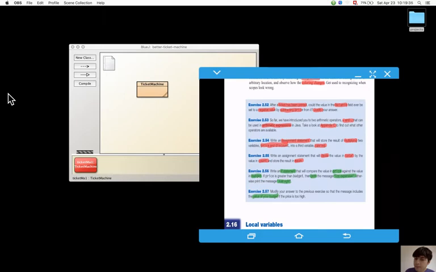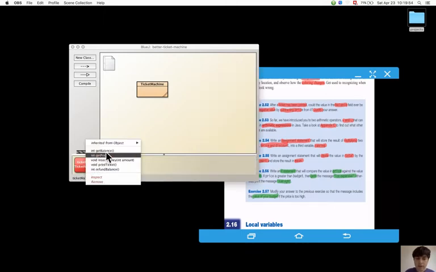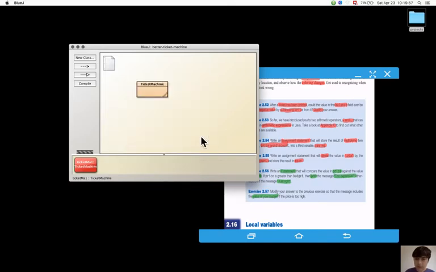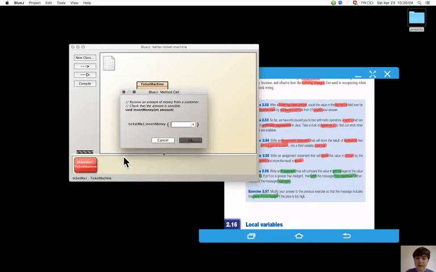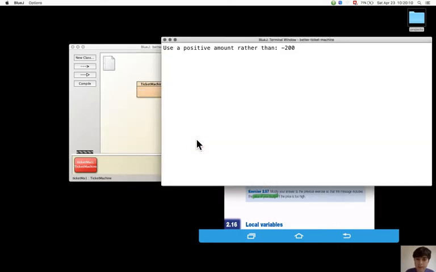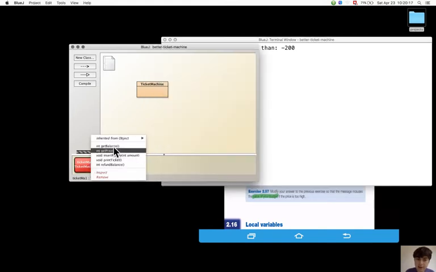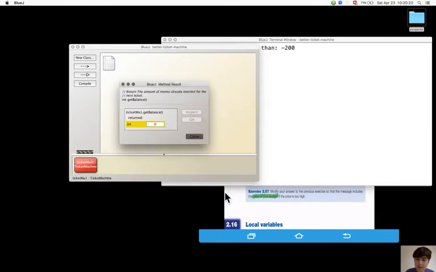Well, let's see. Before a ticket is printed, is it possible that balance can have a negative value? So now the balance is zero for a newly created ticket machine object. To make it negative, I should put a negative amount of money. But it gives me an error, so the balance doesn't get updated to be a negative value.